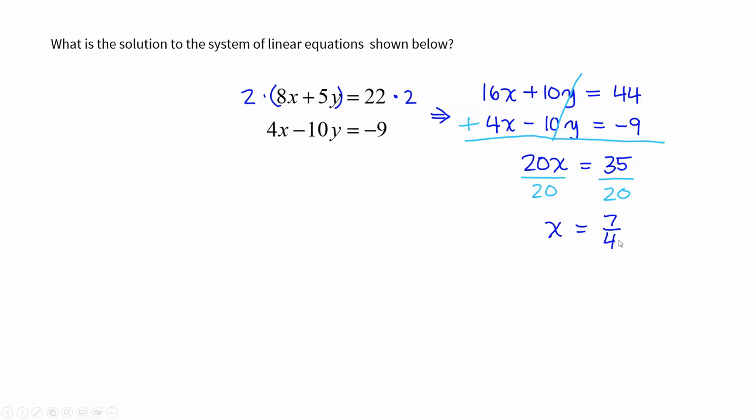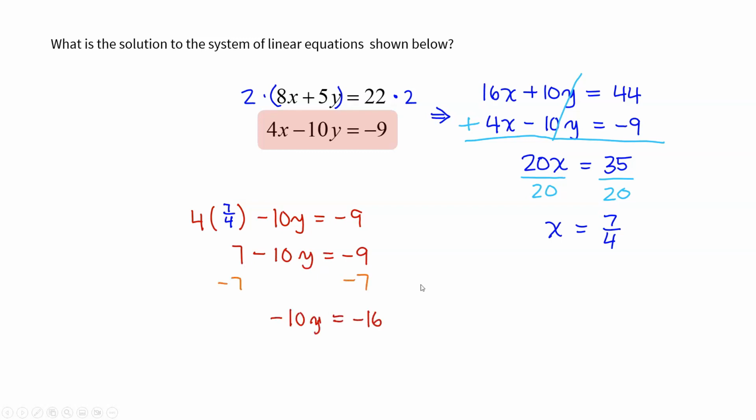Now you're going to substitute this back into one of the two original equations. It doesn't matter which one. I chose the bottom one, so 4 times 7/4 minus 10y equals negative 9. Simplifying the left-hand side, I get 7 minus 10y equals negative 9. I need to subtract 7 from both sides. Then divide both sides by negative 10, and I get that y equals 8/5. So the solution is 7/4, 8/5. I could also do them in decimal form, 2.75, 1.6. It doesn't matter, they're both the same thing.